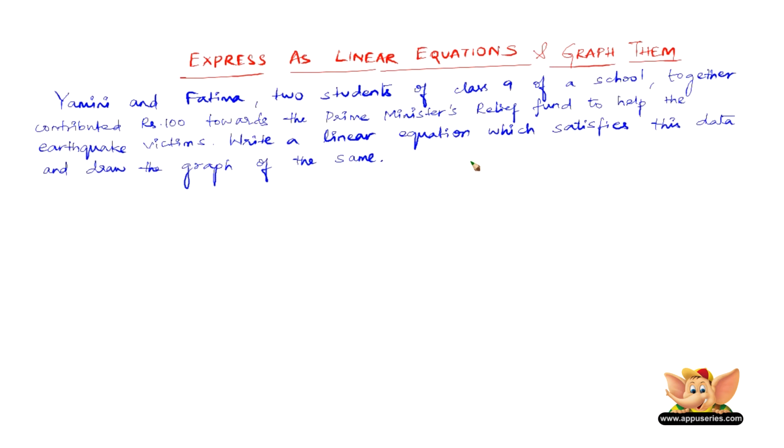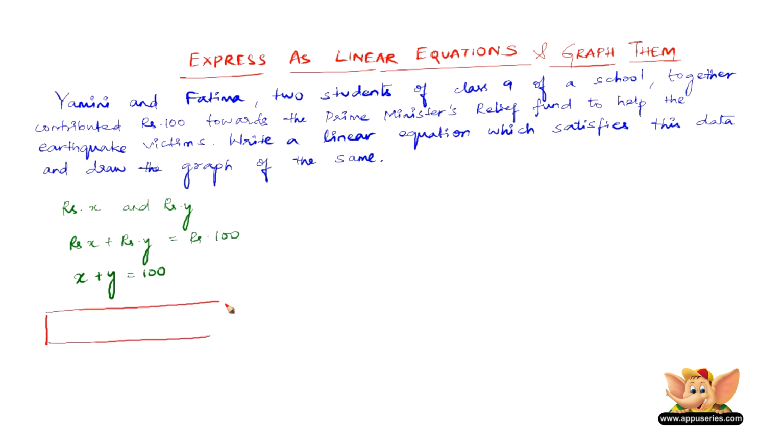Now, let the contributions of Yamini and Fatima be rupees x and rupees y respectively. Then their total contribution is rupees x plus rupees y, which is equal to rupees 100. So in this problem, the linear equation is a very simple one. All we have to do is x plus y equals 100, where x is the amount contributed by Yamini and y is the amount contributed by Fatima.